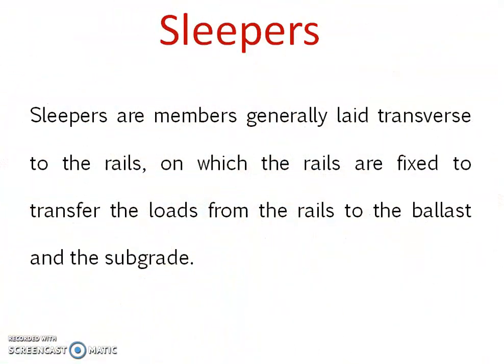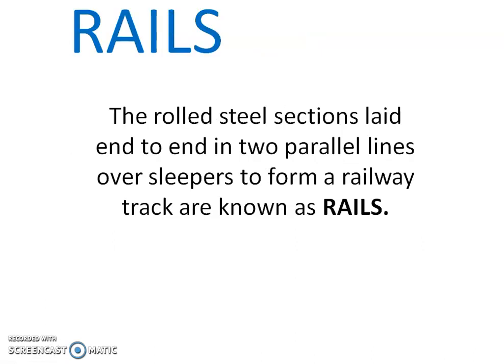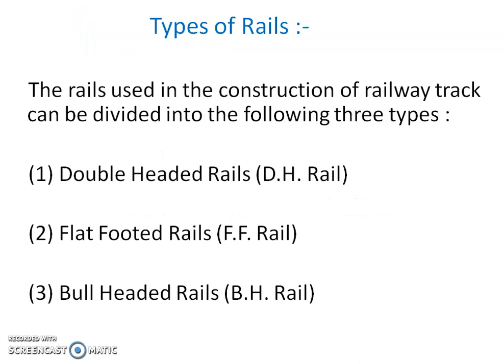Coming to sleeper, they are laid in a transverse direction to the rail. Its main function is to transfer the load from rail to the ballast and then to the subgrade. The rails are the two parallel lines over which the trains will move, and below that rail, to maintain the distance, we'll be providing sleepers in a transverse direction.